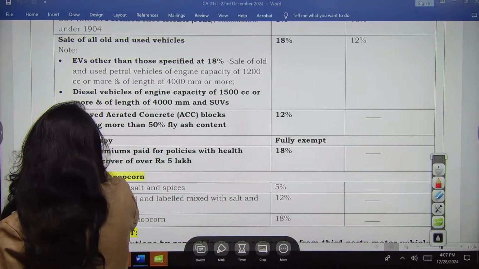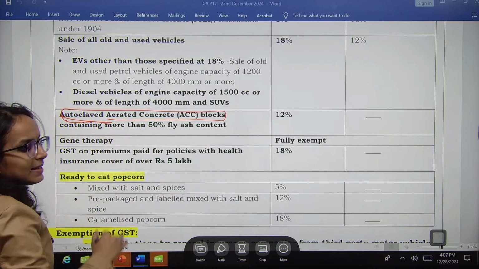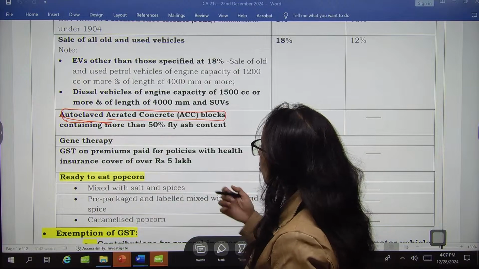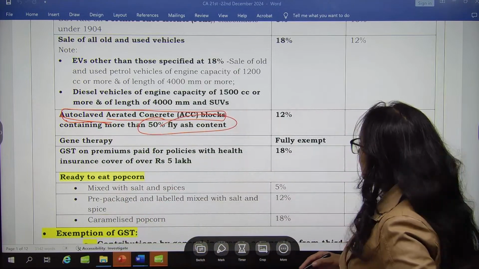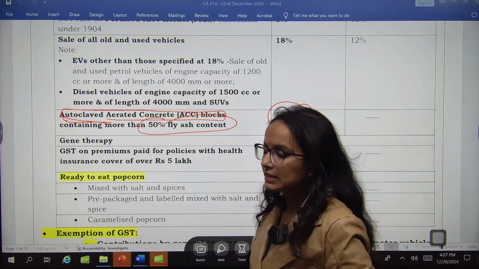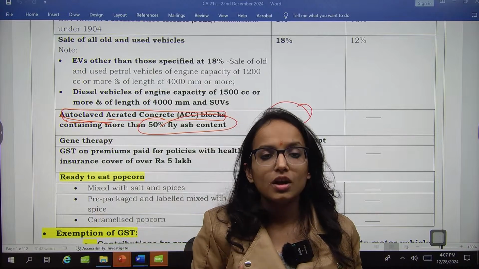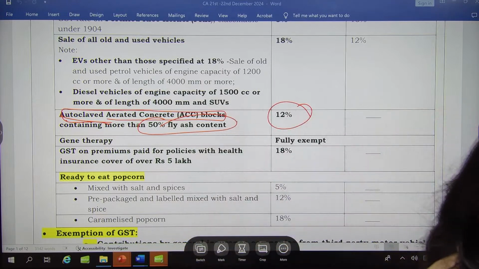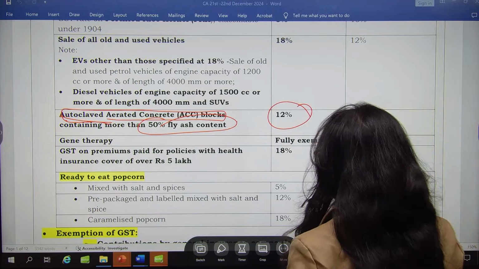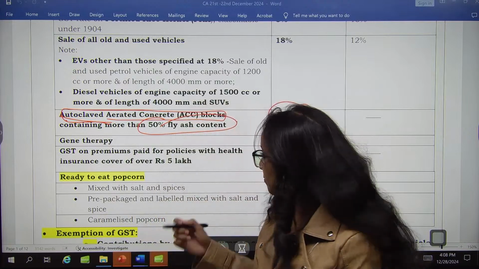Then you have autoclaved aerated concrete blocks. What are these AAC blocks? Autoclaved aerated concrete blocks containing more than 50% fly ash content. How much GST on these? 12% GST. First of all, what is this block? Autoclaved aerated concrete blocks are used in the construction industry, like cement blocks, and 12% GST has been imposed on such blocks having more than 50% fly ash content.